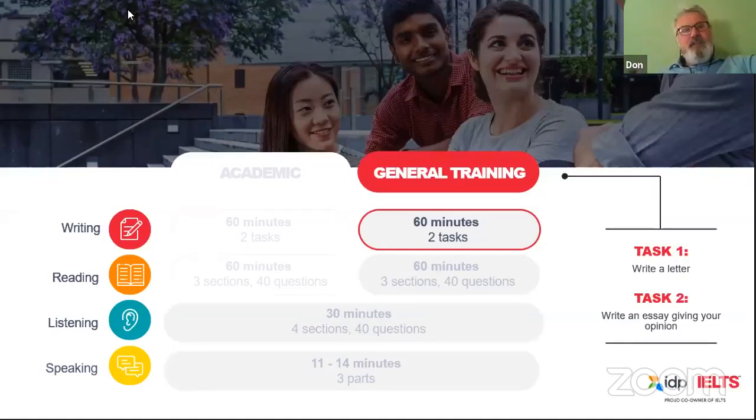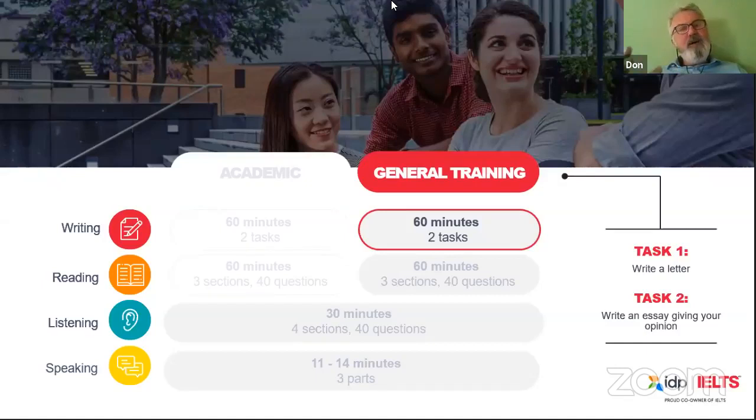And the purpose of the general training is to see if you can operate in an English-speaking workplace, if you are able to use English in a social situation rather than at a university. So task one is writing a letter, and we will look at a good example of that later. And task two is like the academic task two. It is giving your opinion about a topic.